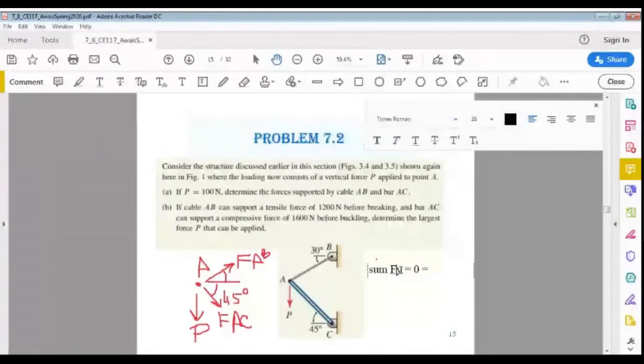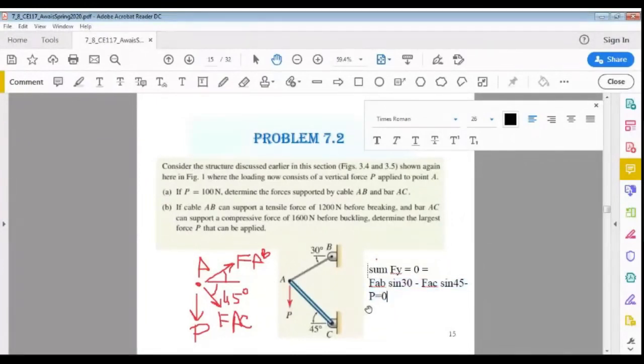So the sum of forces in the vertical direction must be equal to zero. In this case, let's assume that we are taking the upward forces to be positive. We can see that the y component of the FAB force is acting upwards. So we have FAB sine 30. Then we can see that the y component of this FAC force is acting downwards, so that will be with the negative sign, minus FAC sine 45. And the force P is also acting downwards, so minus P, and it must be equal to zero. So this is the complete equation.